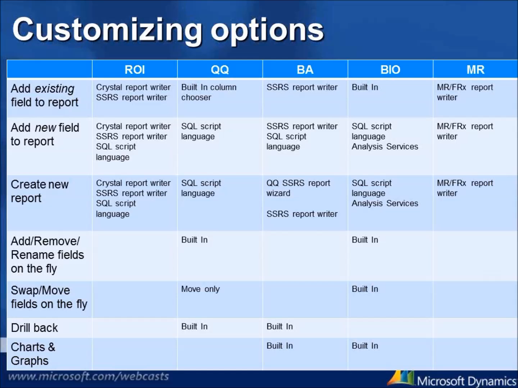With Quick Query, what's nice about it? Well, there is a built-in column chooser. So if the field is already being used in Quick Query, you can just go ahead and add it by right-clicking on the column chooser and adding it. If you are using Business Analyzer, again, you're going to have to make a change. Again, you'll need to have someone write a report. With BIO, again, kind of like Quick Query, a lot of that stuff's built in, so you can just drag and drop, add and remove fields on the fly.